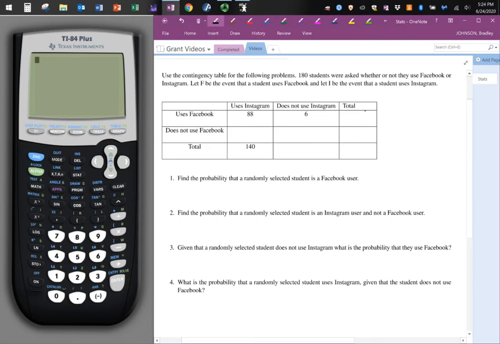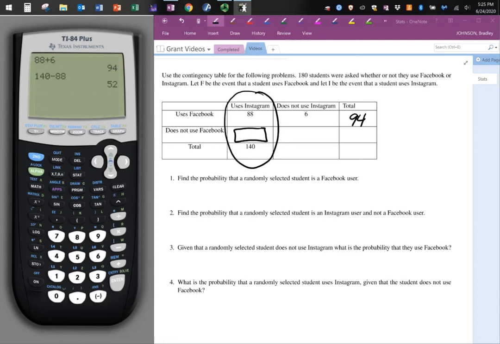Now, I could get the total for Facebook users if I add 88 and 6. So if I just take my calculator, or you could use your mind, 94 would be your total for using Facebook. Another total we could fill in is this one, because in this column we have to add up to 140. So if I take 140 and subtract 88, I get that missing part, 52. Another way to think of that is 88 plus 52 adds up to 140. So then that's your check.